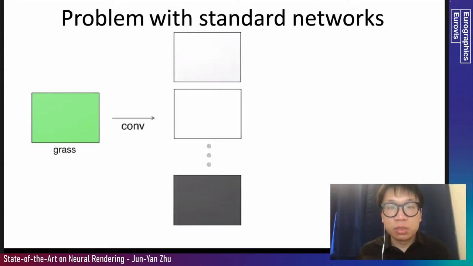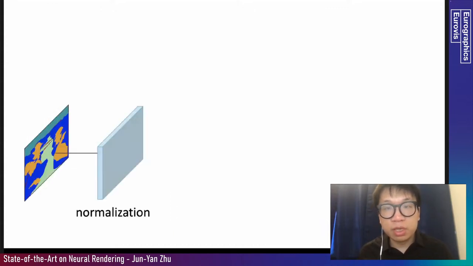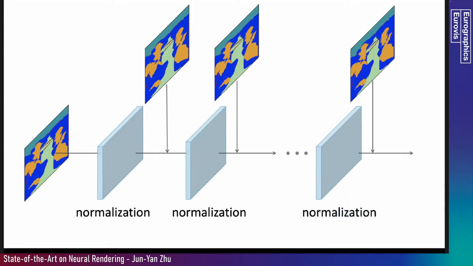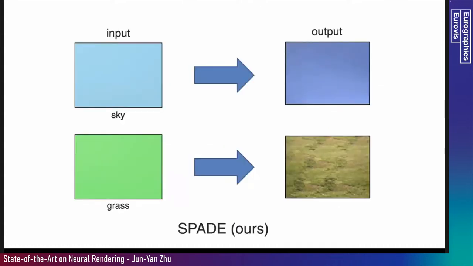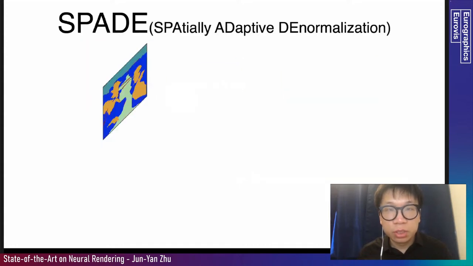As an example, suppose the input label map was 100% grass. The convolutional layer will produce uniform activations, then the output will become all zero after we normalize it. So to preserve this semantic information, we propose to input the semantic map after every normalization layer. We use the semantic label map to modulate the features from the previous layer, and this allows us to generate different kinds of textures given the flat input.